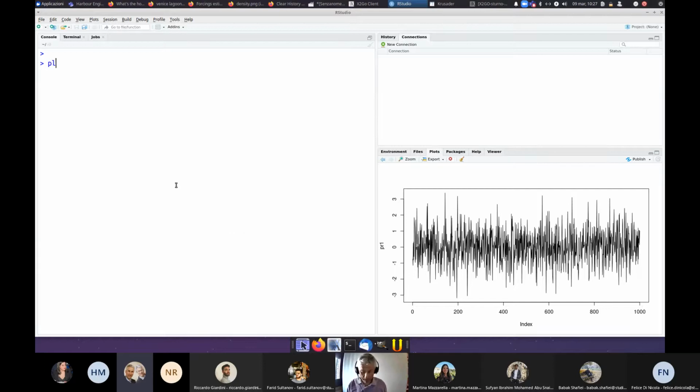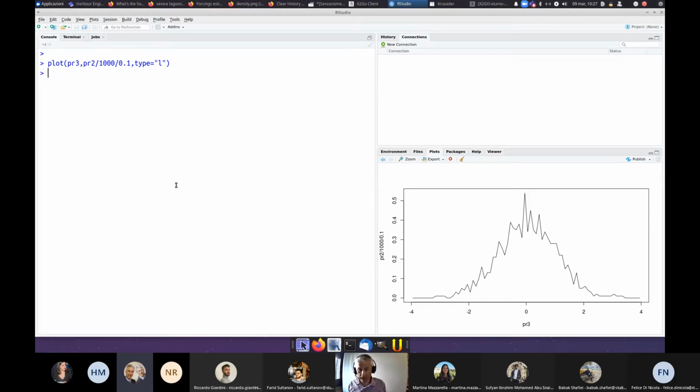Okay, perfect. Now let me make the plot. So the abscissa is PR3. And the ordinates are PR2, but I have to divide PR2 by 1000 because it's frequency divided by 0.1, which is the length of the interval, delta x. And let me put type equal line. So let's see what happens here. Perfect. This is my probability density.